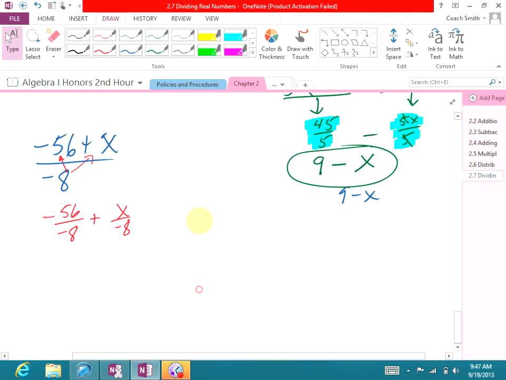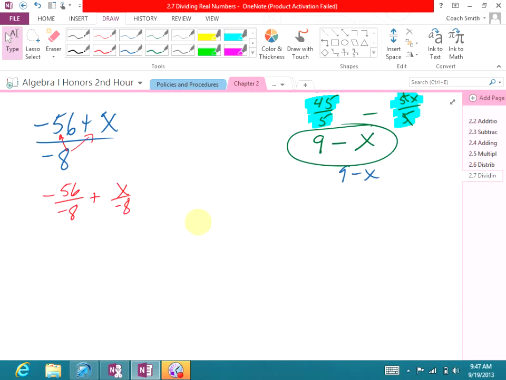Now, negative 56 over negative 8 is what? 7. Plus x over negative 8. Can I divide that into it? No. So it's just x over negative 8.